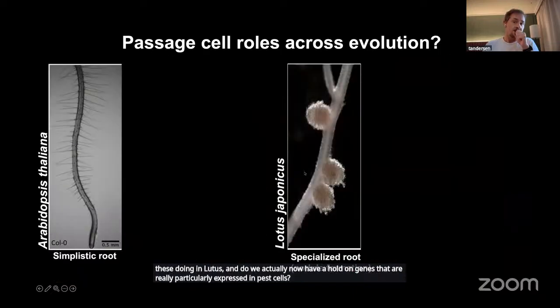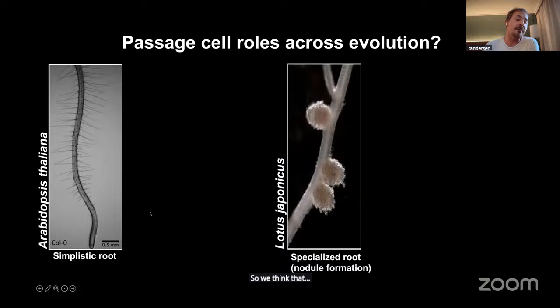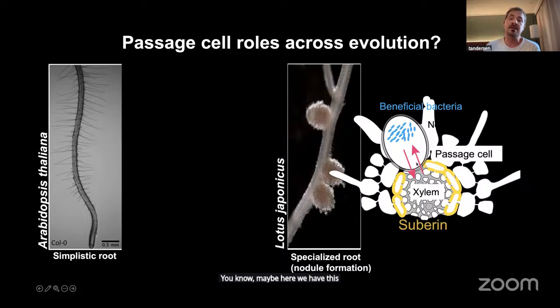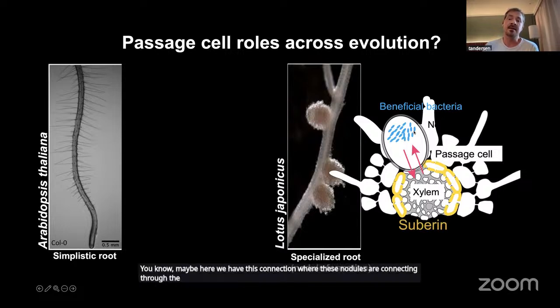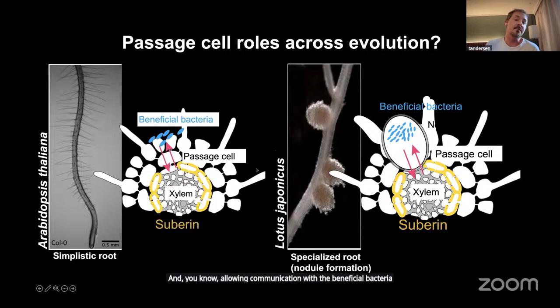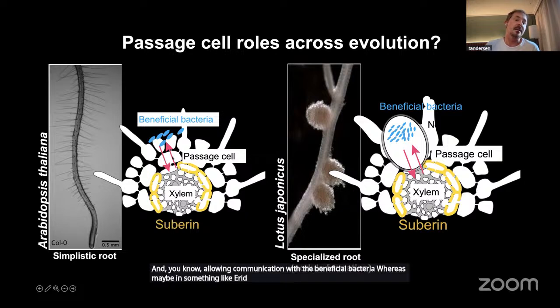So we think that if we have a very simplistic root like Arabidopsis, and a very specialized root like Lotus that can form these fascinating structures, maybe here we have this connection where these nodules are connecting through the passage cells and allowing communication with the beneficial bacteria. Whereas maybe in something like Arabidopsis, you have a similar situation, where you're communicating with beneficial bacteria that are sitting on the surface of the roots.